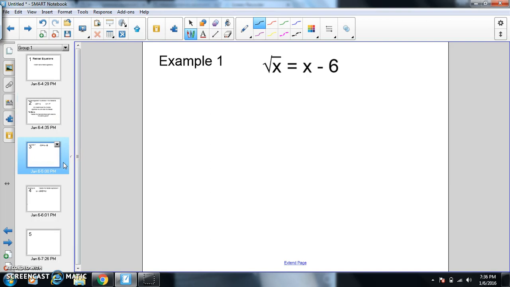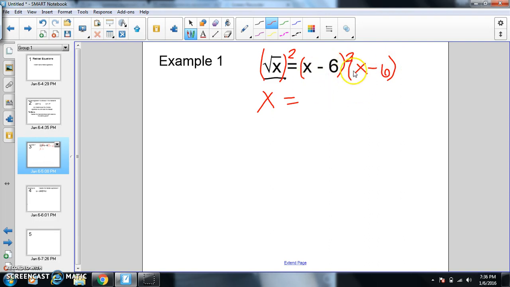So let's try our first example. Our square root of x is isolated. So our first step is going to be to square both sides of our equation. And we get the square root of x squared leaves us with just x is equal to. Now we have x minus 6 squared. And we all know that x minus 6 squared is the same thing as x minus 6 times x minus 6. So I'm going to go ahead and just write that down, times x minus 6.